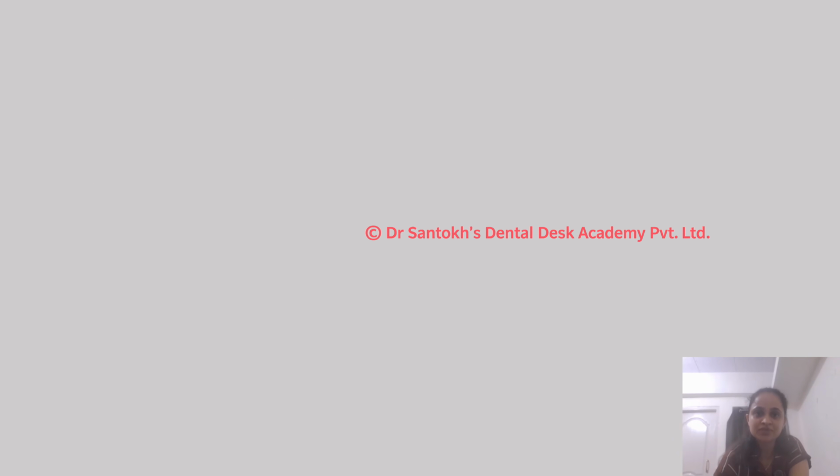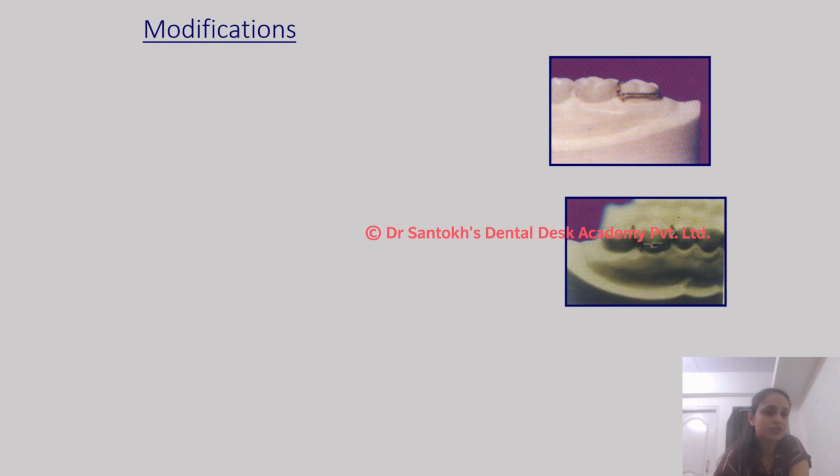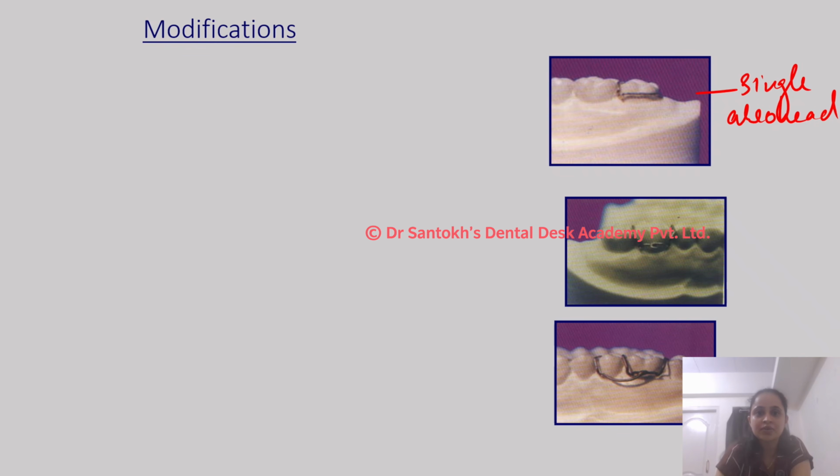So we will see what are the other modifications of this AIIMS clasp. This is an AIIMS clasp with a single arrowhead. This is an AIIMS clasp with a J hook. What is the purpose of this J hook? You can see this J hook. What is the purpose of the J hook? To engage the elastics.